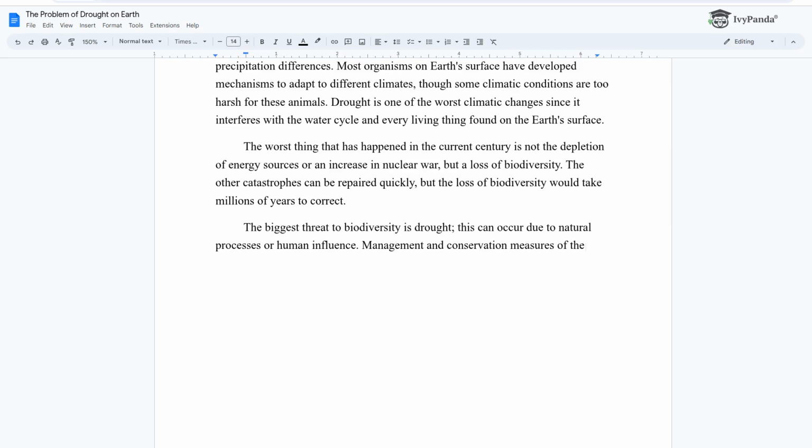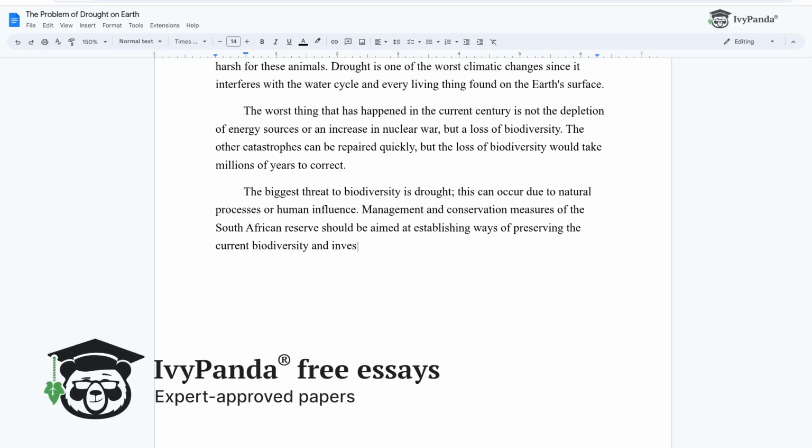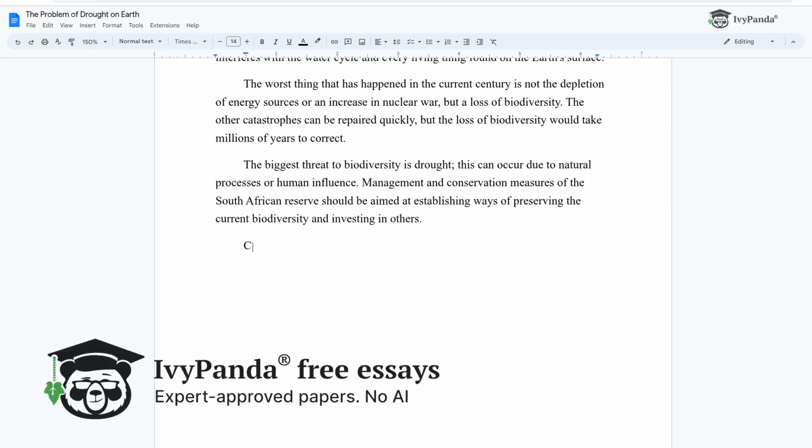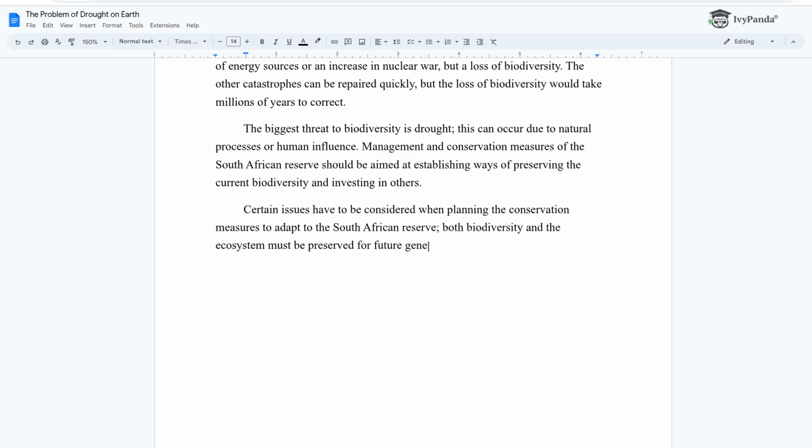Management and conservation measures of the South African Reserve should be aimed at establishing ways of preserving the current biodiversity and investing in others. Certain issues have to be considered when planning the conservation measures to adapt to the South African Reserve. Both biodiversity and the ecosystem must be preserved for future generations.